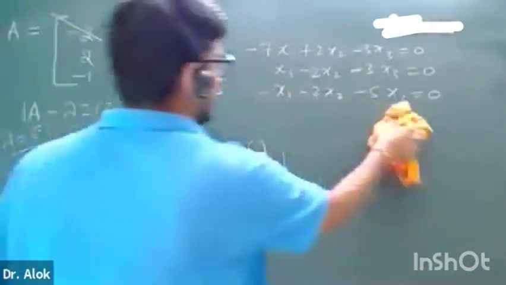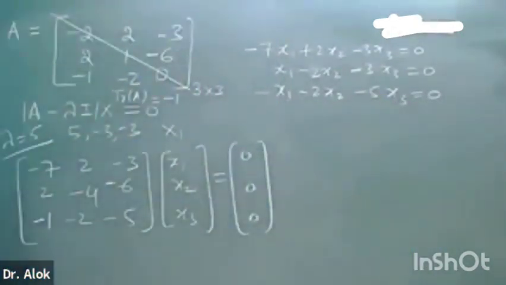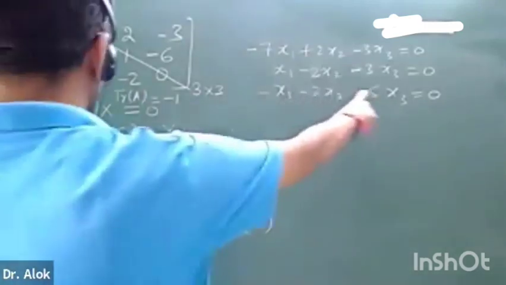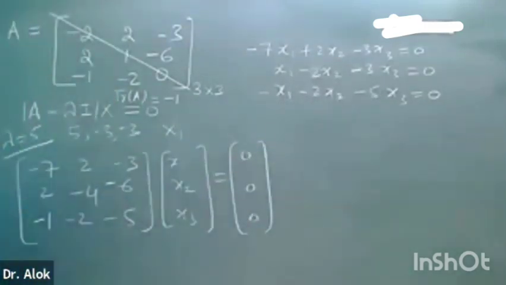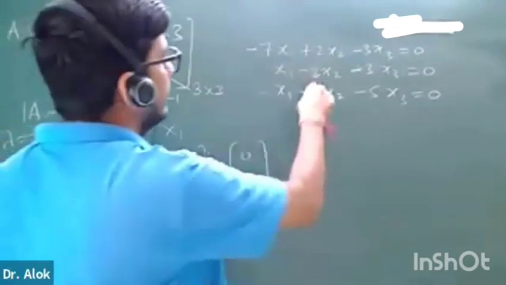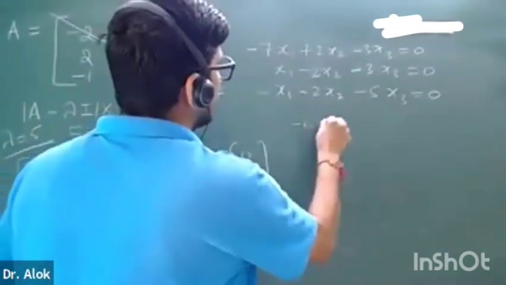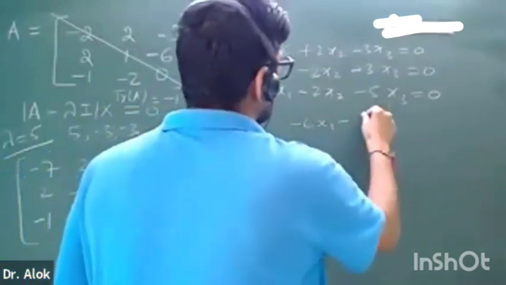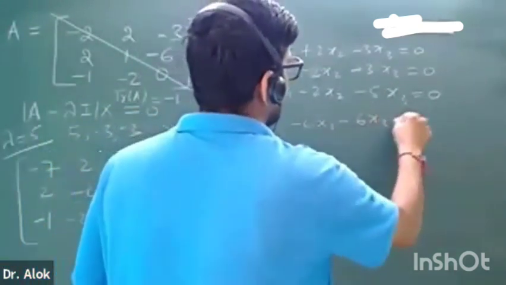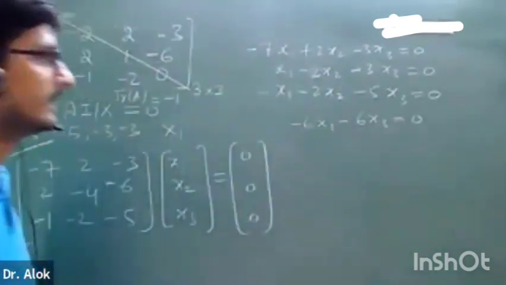So these three questions will be: minus 7, 2 minus 3, 2 minus 4 minus 6, and minus 1 minus 2 minus 5. Now it is okay. So here we will get this. What if we add them? What will I get? Minus 6x1 minus 6x3 is equal to 0. Correct?